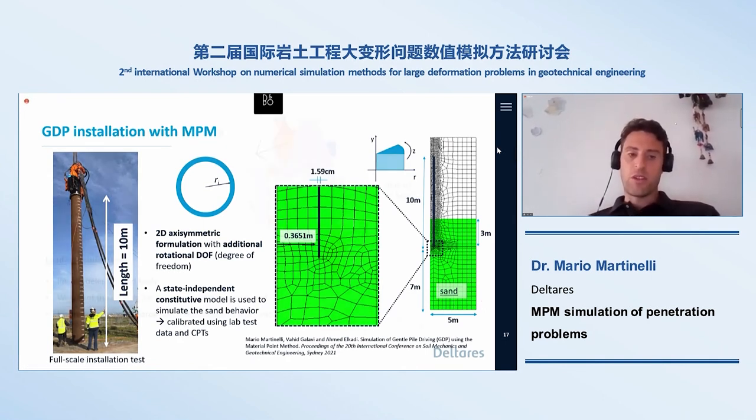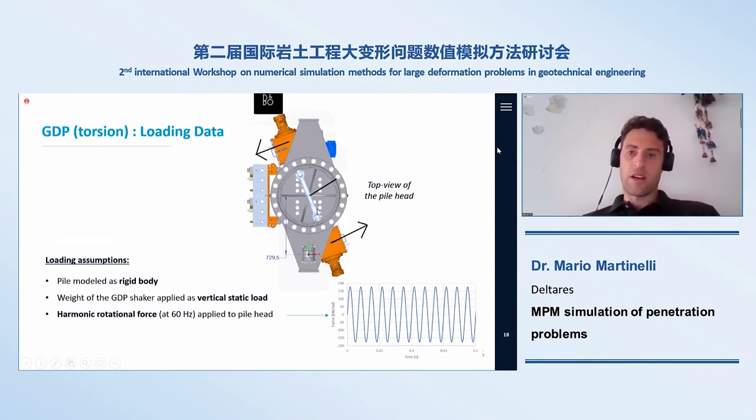As I said, we model the pile as a rigid body. So the loading is applied to the center of mass of the pile, and the loading of the shaker transfers as a static force at the pile head, but also there's a harmonic rotational force at 60 hertz applied at the pile in the out-of-plane direction.